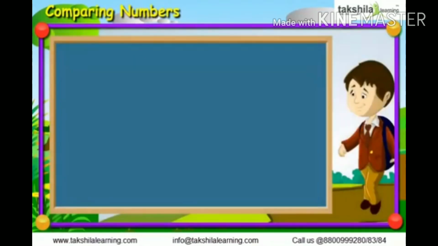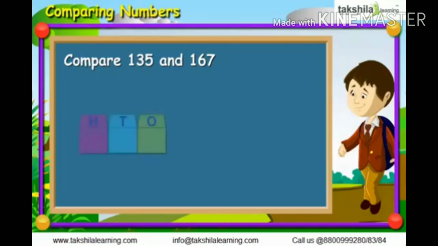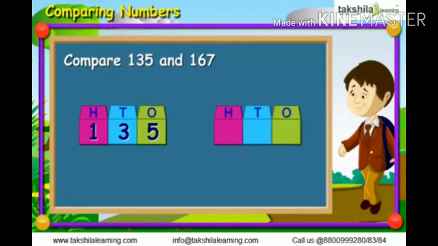But in case we want to compare 135 and 167, here, if you see, both the numbers have an equal number of digits, that is 3. So, what should we do in this case? So, in this case, we have to follow some steps. Let us first place the numbers as shown. First, start from the hundreds digit. Compare the hundreds digit of both the numbers. Here, both the digits in the hundreds place are same.